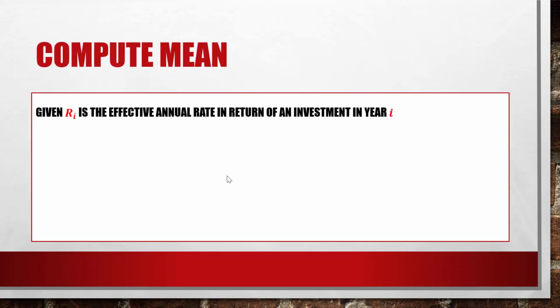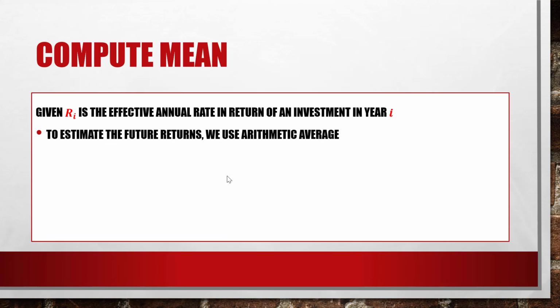So let's learn how to compute the mean. Given Ri is the effective annual rate of return of an investment in year i. To estimate future returns, we use the arithmetic average. That means we take the sum of the n years' effective annual rates and then divide it by n. We use ER as the expected return, and R bar is the mean. See that? These two have the same meaning, just different notation. We use the summation of Ri over n. So this is for the future returns.